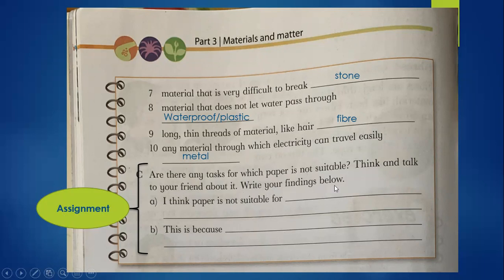Then write your findings for what tasks paper is not suitable. I think paper is not suitable for what? You think and you write by yourself. And you need to give the reason also. This is because why? They need the reason also.